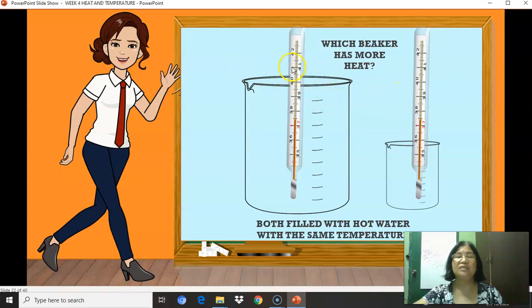For example, this is 80 degrees centigrade or Celsius, this one is also 80. Where do they differ? In the size of the container or beaker. Now, the question is, which beaker has more heat? Which of the two has higher heat?